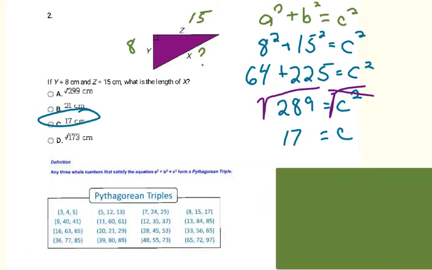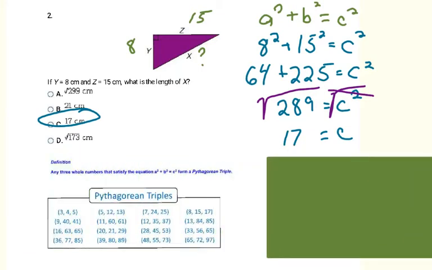We have these things called Pythagorean triples. The definition is any three whole numbers that satisfy the equation a squared plus b squared equals c squared form a Pythagorean triple. So here, because 8, 15, and 17 aren't decimals or fractions, they're considered a Pythagorean triple. So if I had realized 8 and 15 are my legs, oh, I know the Pythagorean triple 8, 15, 17, then I wouldn't have to do any math. I would just instantly know, oh, the hypotenuse is 17.